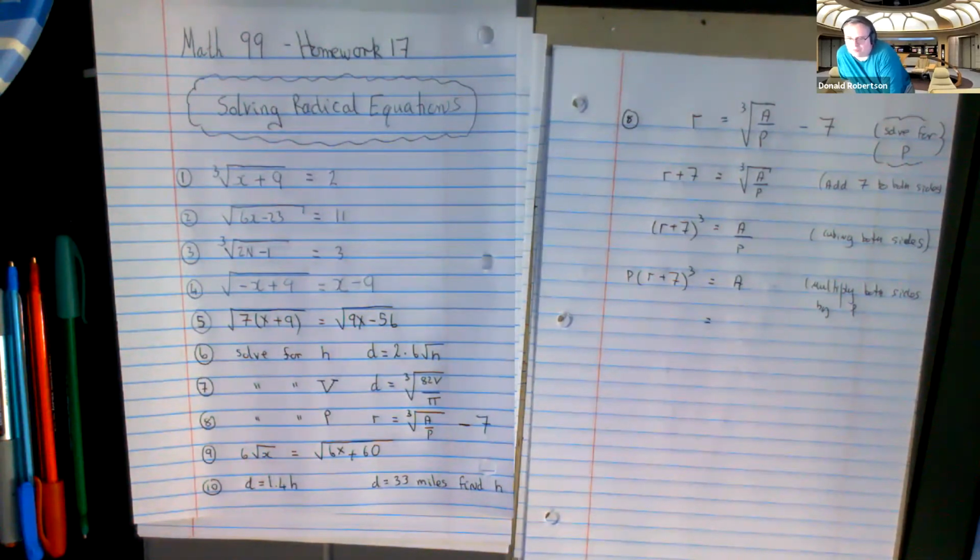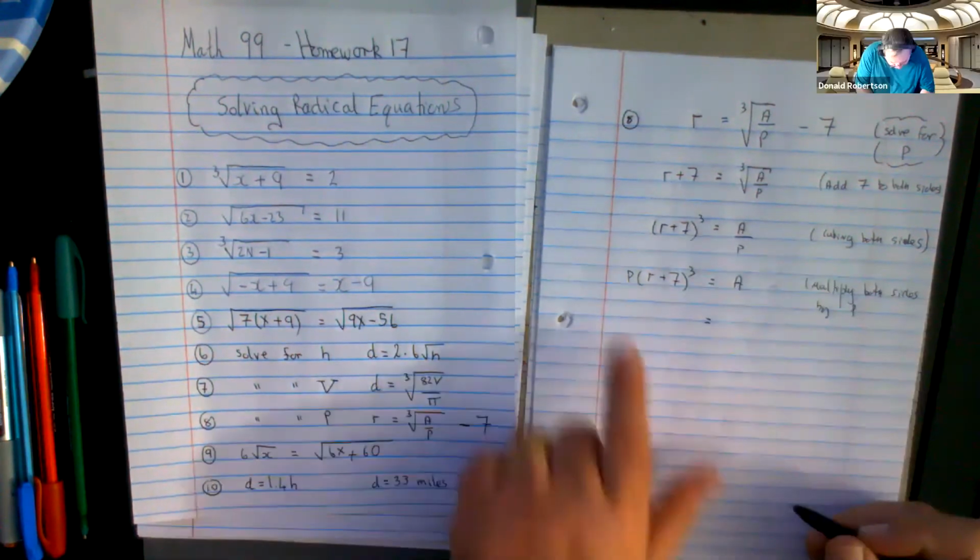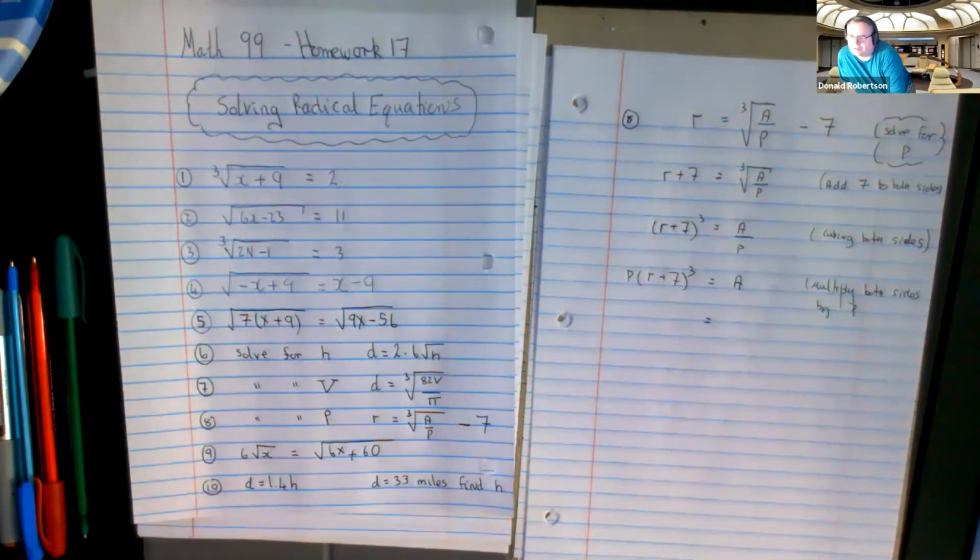Right, now you've already mentioned, Sarah, what you should do next. Let's see if anybody else can see what you mean, because I'm pretty sure I know what you mean. What are you going to do to both sides to get P on its own? Subtract P. Because that's a multiplication, I don't think that would work, but I like your thinking.